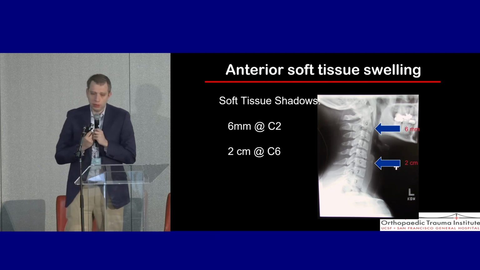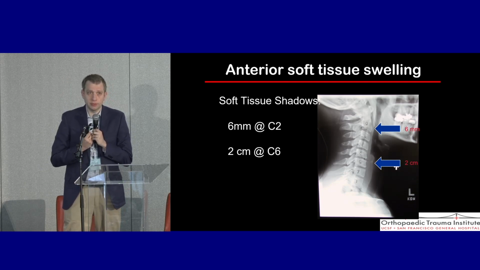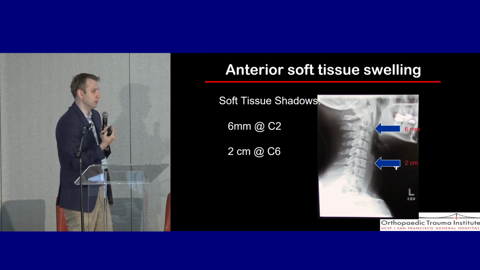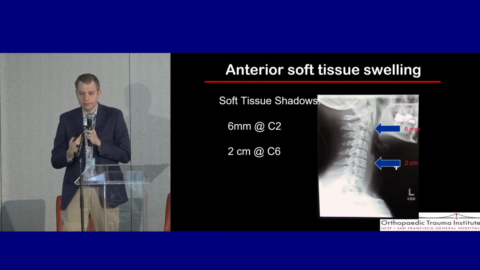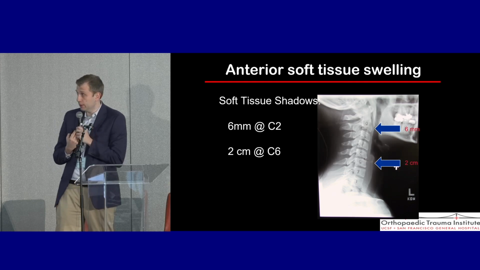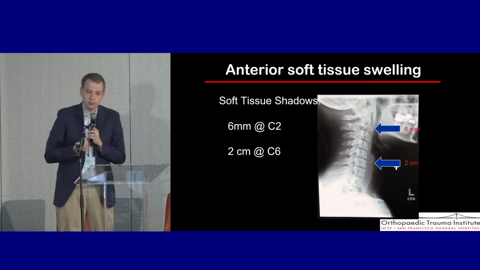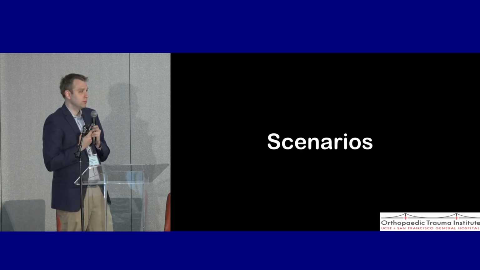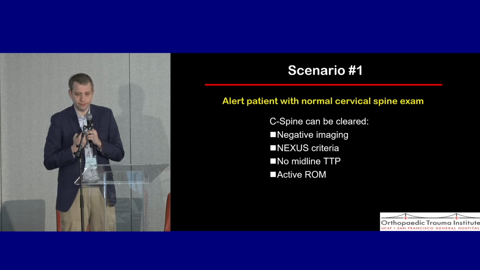In addition, you want to take a look at the soft tissue shadows. That is especially important in cases where you do not have any injury that extends through the bone, and injuries that are purely soft tissue, or if it's a fracture that is non-displaced. And typically we talk about there being a 6 millimeter soft tissue shadow at C2 and a 2 centimeter soft tissue shadow at C6. And so let's go over a few scenarios over here.